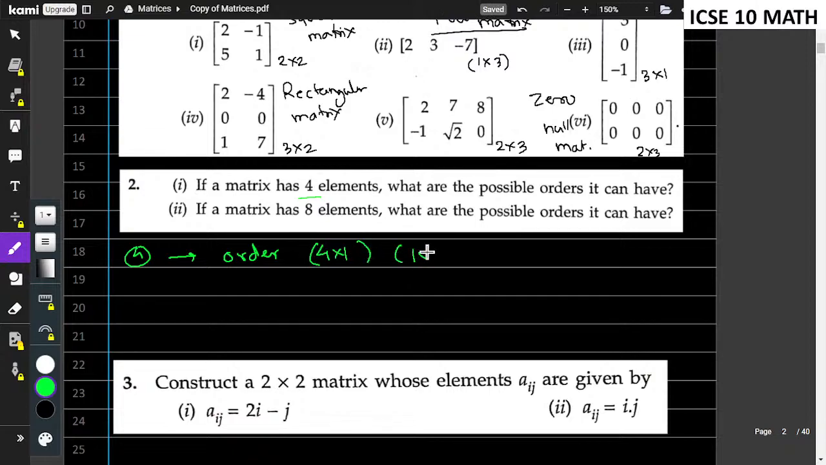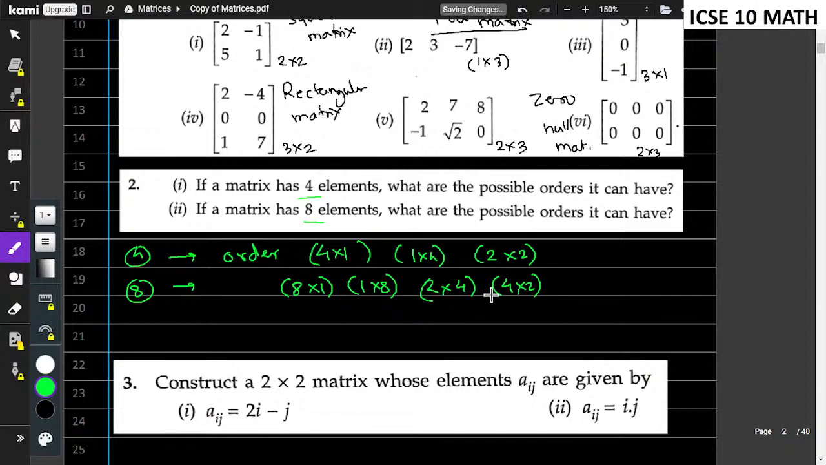It can be 1 into 4, a row matrix, or we can have elements arranged in 2 by 2, a square matrix. So let's see. In the next question they have said 8 elements. So 8 elements can be arranged as 8 into 1, which will be a column matrix, 1 into 8, which will be a row matrix, or a rectangular matrix like 2 into 4, or 4 into 2.